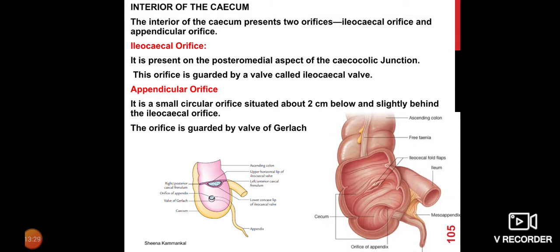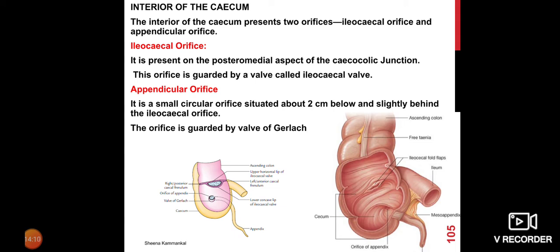Then if you look at the interior of the cecum, it presents 2 orifices. 2 orifices means openings. One is for the ileum, the other is for the appendix. So the ileocecal orifice is present on the posteromedial aspect of the cecocolic junction. Cecocolic junction means the junction between cecum and ascending colon. So at the junction between cecum and ascending colon, posteromedially, we can see the attachment of the ileum.